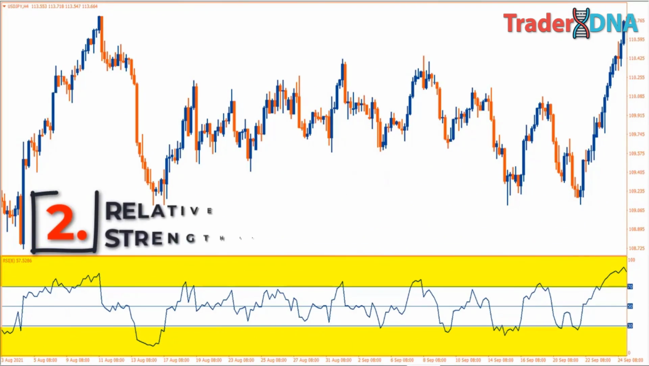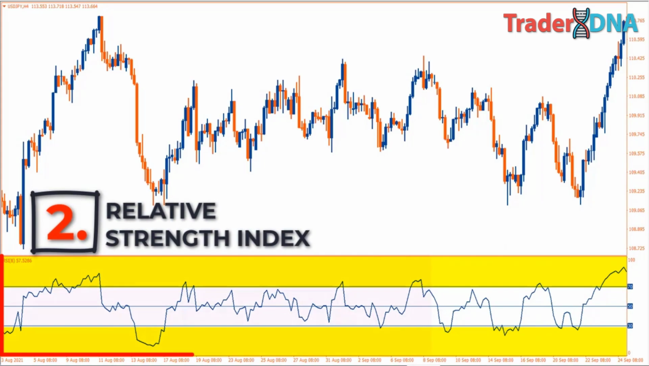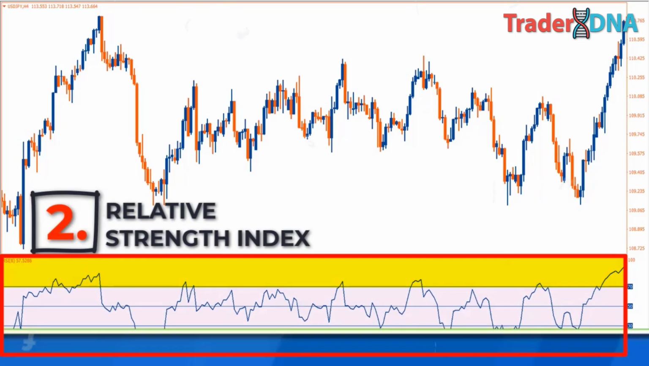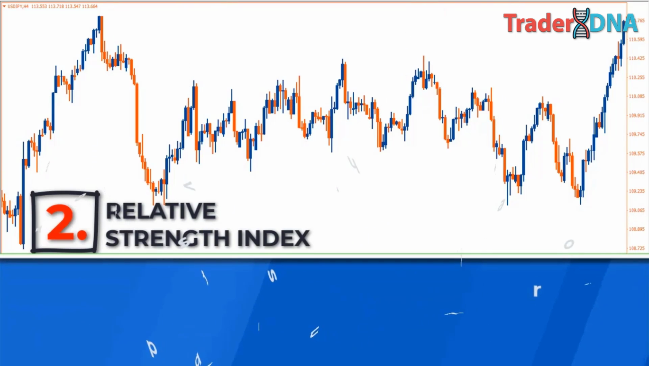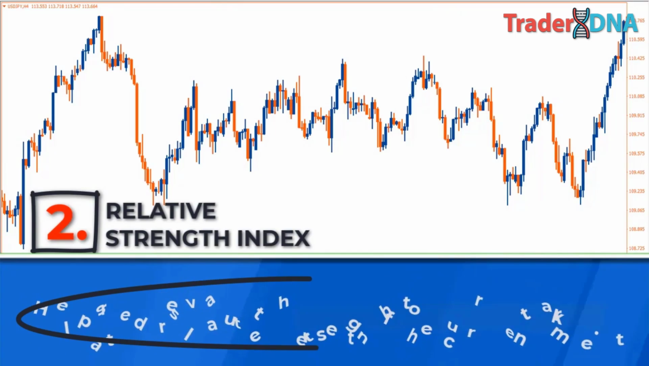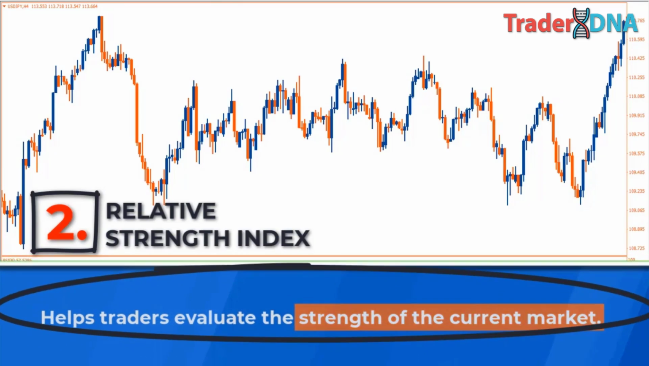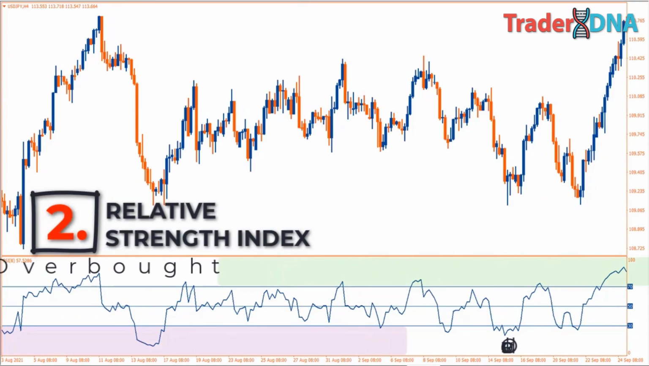Number 2. Relative Strength Index, or RSI. Relative Strength Index, or RSI, is a popular indicator developed by a technical analyst named J. Wells Wilder that helps traders evaluate the strength of the current market. RSI is similar to stochastic in that it identifies overbought and oversold conditions in the market.